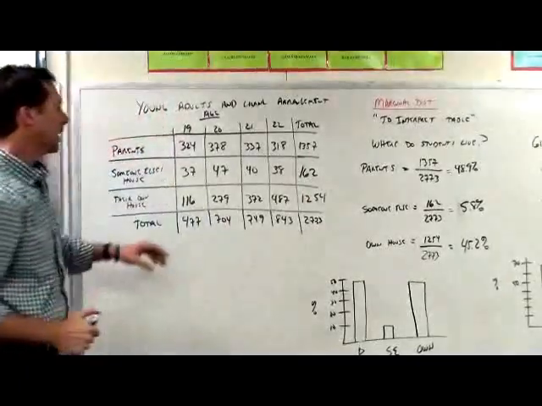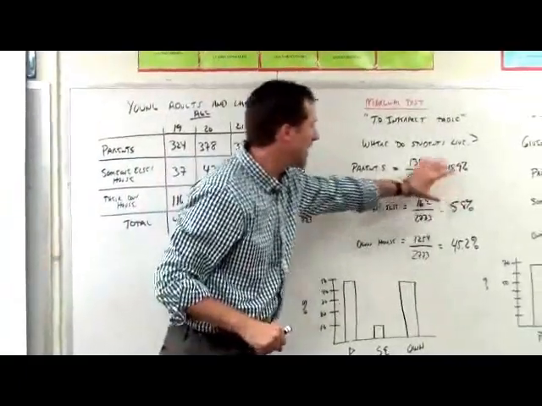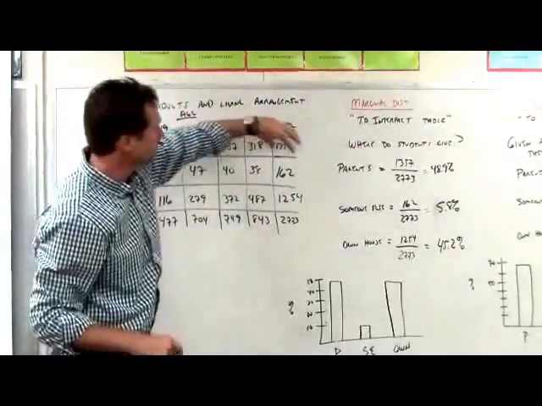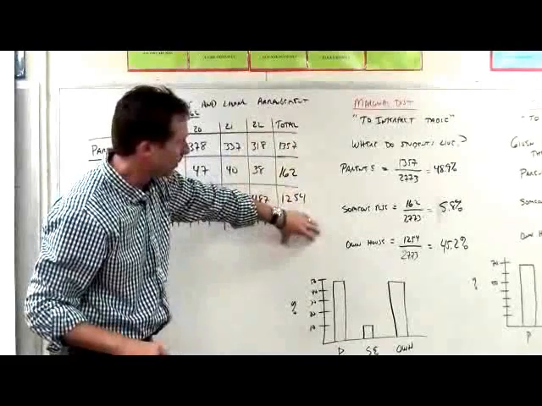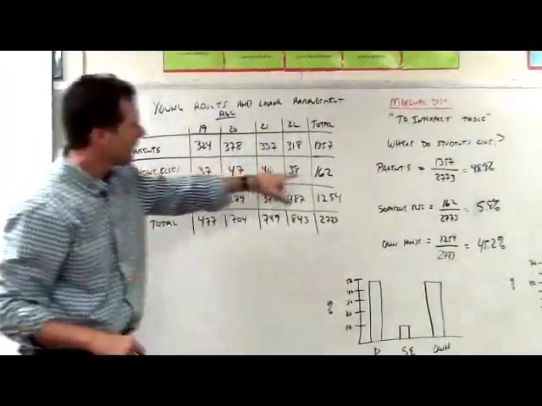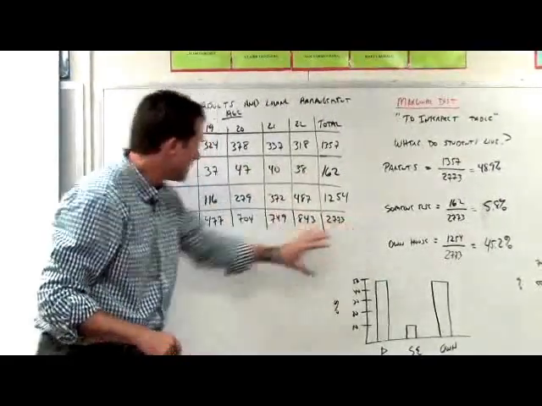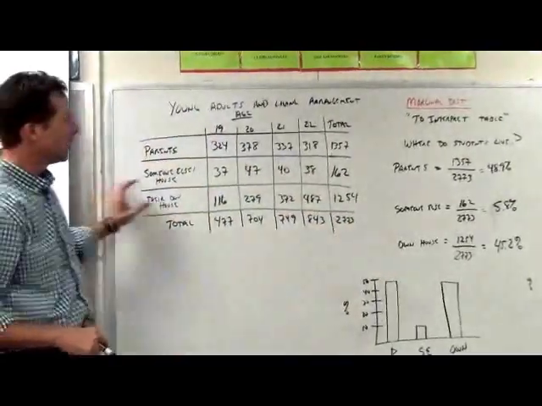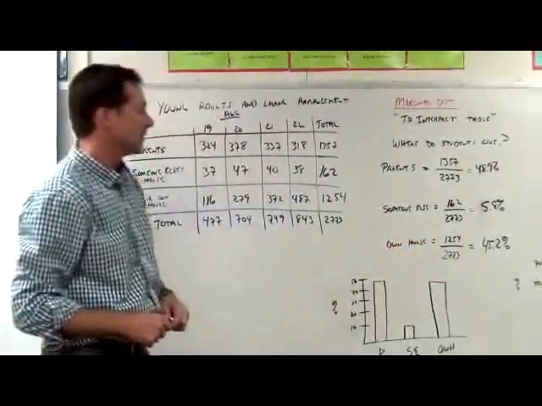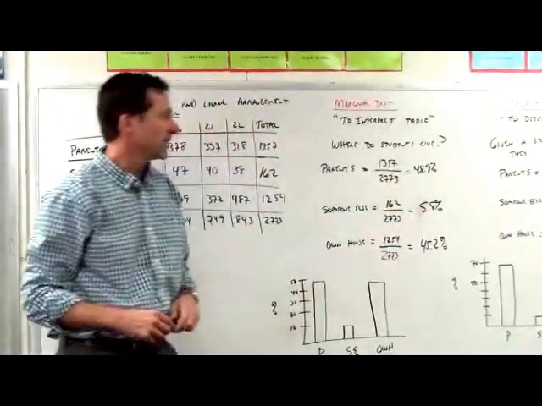For example, of our 2,773 kids, 48.9% of them are still living with their parents. So for the marginal distribution, I want to take the row total and put it over the grand total. The percent that are living in someone else's house would be the total here, 162 over 2,773. And then the percentage that live in their own house would be the 1,254 divided by 2,773. And these are the associated percentages for those.